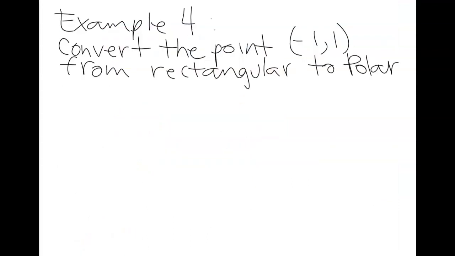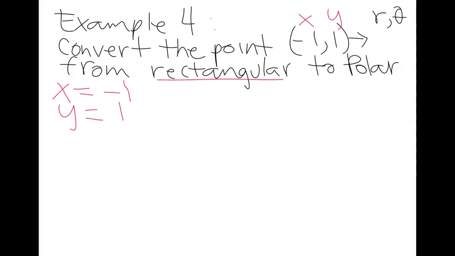So we have here example 4, and we have a point, and it is in rectangular form. So we have an x, we have a y. So x is equal to -1, and y is equal to +1. So to convert this to polar, we want something that is going to be in terms of r, theta. That's what we want.